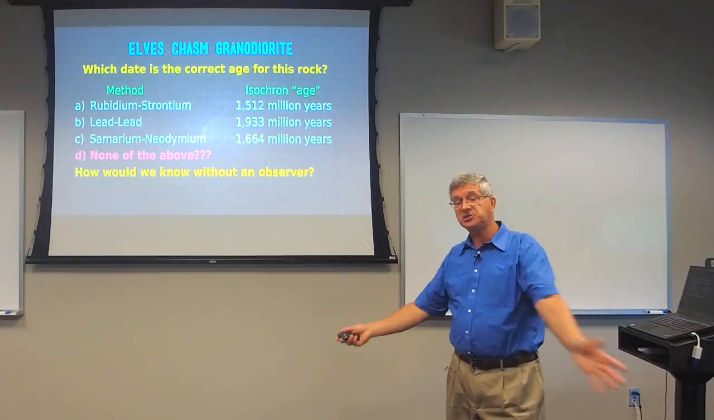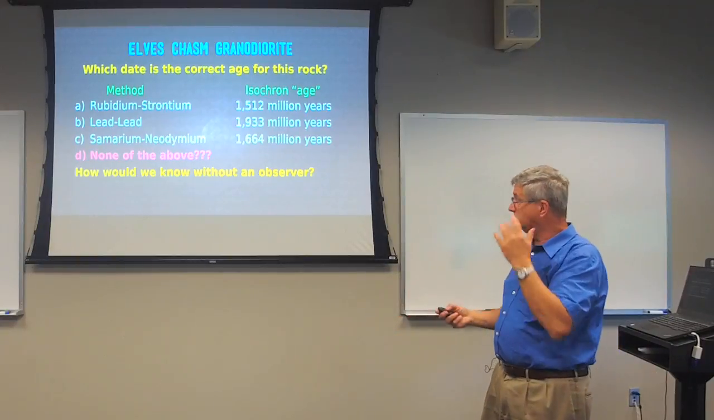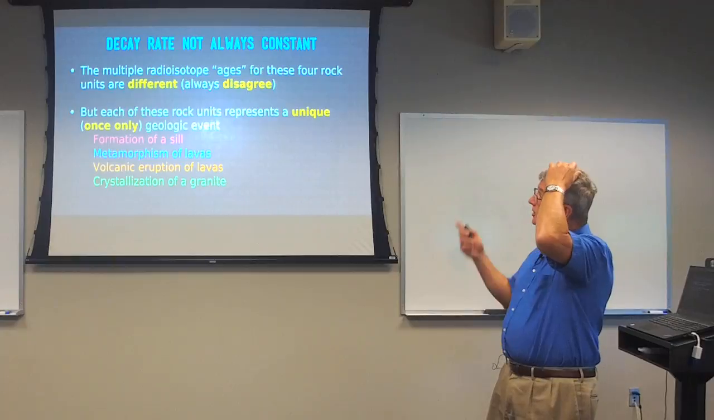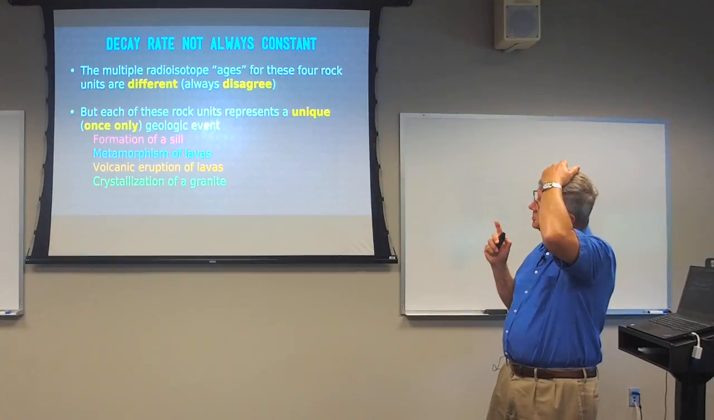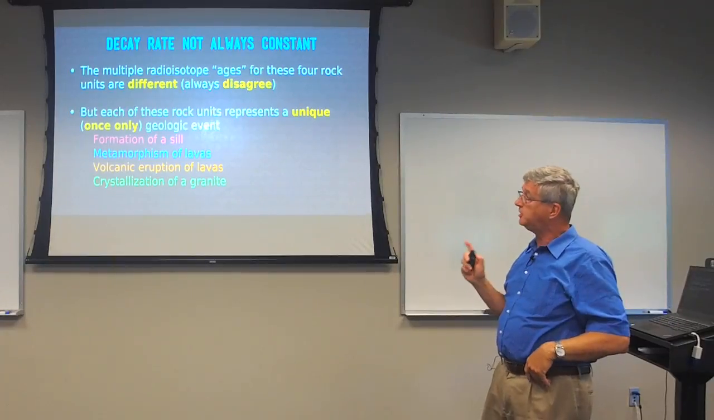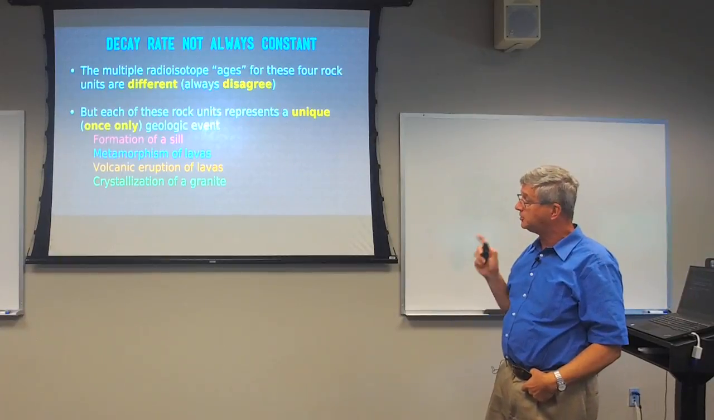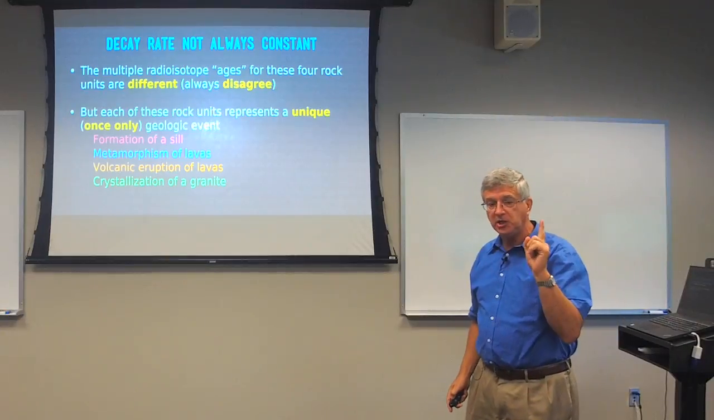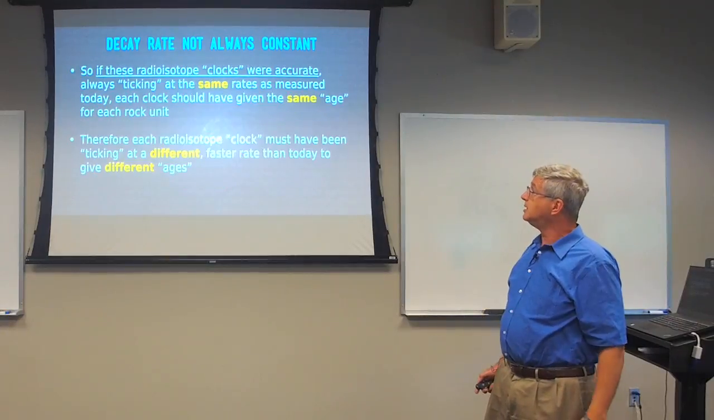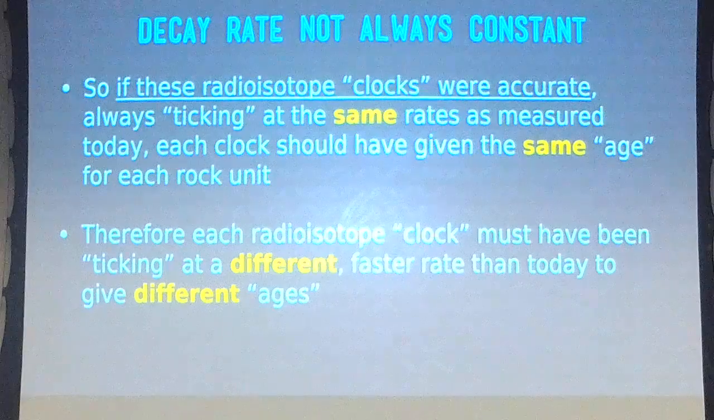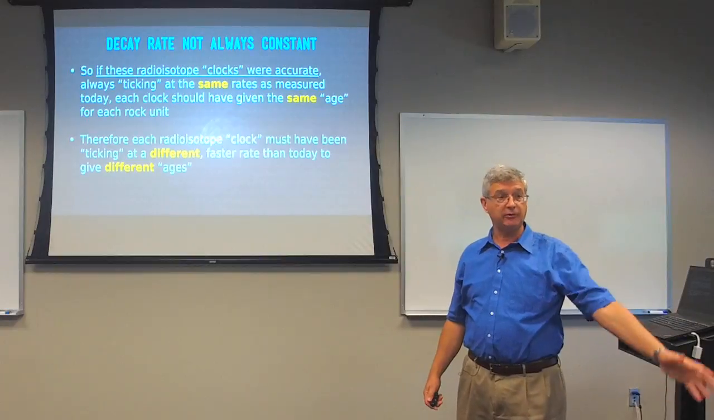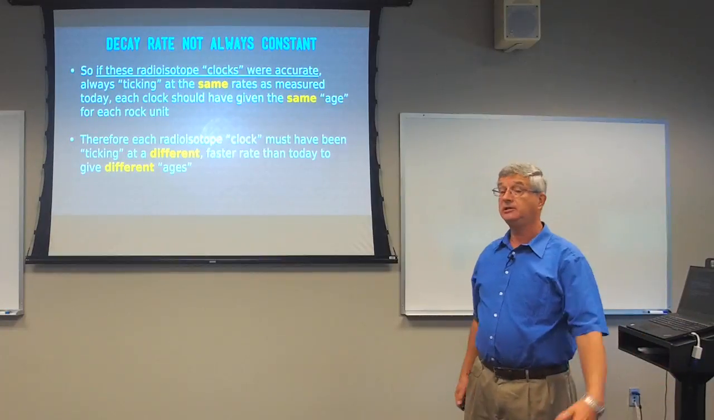If there's something systematic going on here, what could cause it? Well, each of these methods disagrees, but they each refer to a unique once-only geologic event: the formation of a sill, the metamorphism of the lavas, the volcanic eruption, or the crystallisation of the granite. That was a unique once-only event when the rock formed. So if these clocks were accurate, all ticking at the same rates as they are measured today, they should all have given the same age. If they give different ages, what does that tell you? They may have been ticking at different, faster rates in the past.